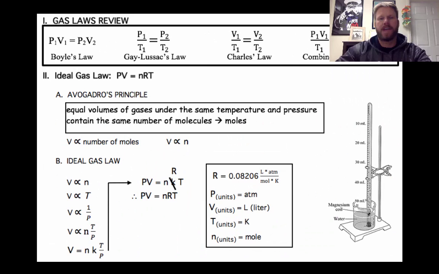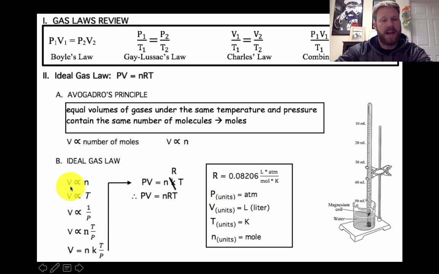Now that we have studied all the gas laws, it is time to include Avogadro's principle in order to talk about the ultimate gas law, the ideal gas law. Avogadro's principle relates the volume of a gas to the moles of a gas. The more moles of a gas you have, the larger the volume if pressure and temperature are constant. The less moles of gas you have, the smaller the volume if pressure and temperature are constant. So there's a direct relationship between volume and moles.